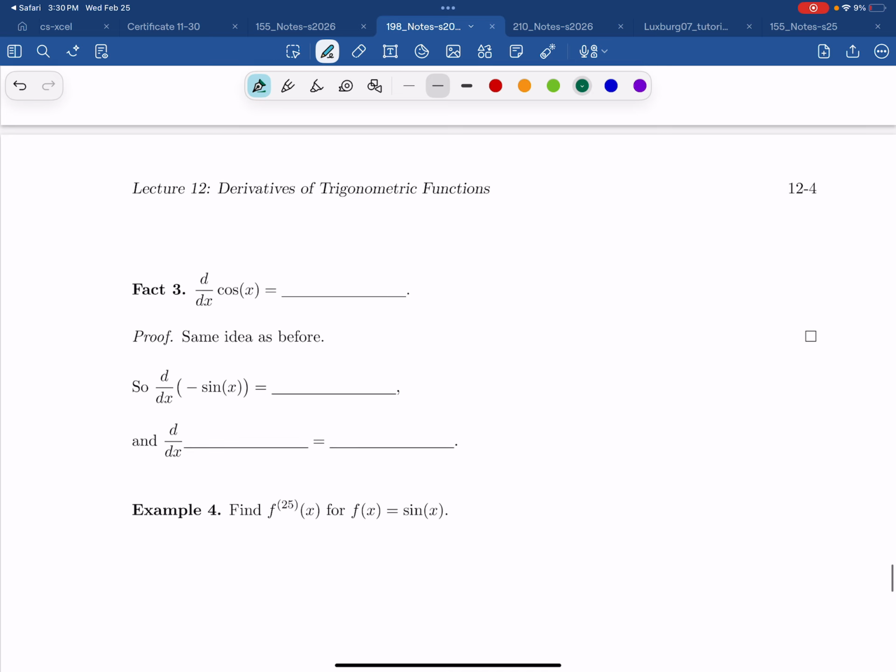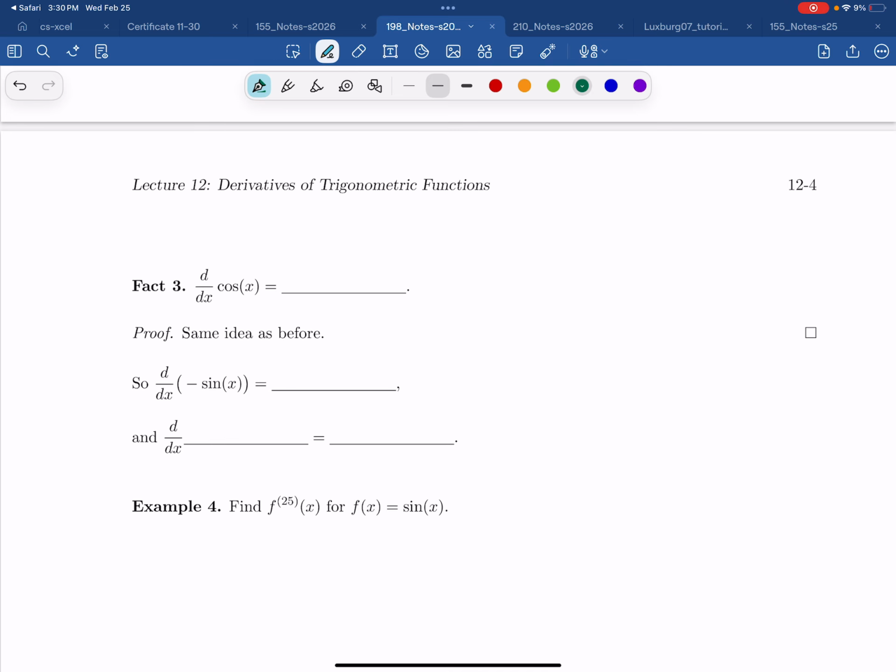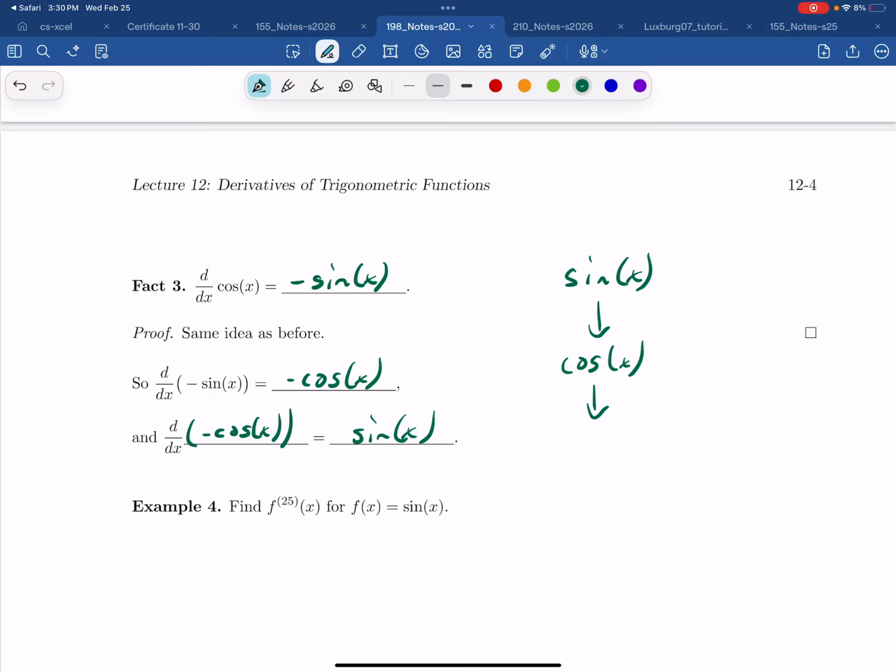Now, using a similar approach, we know that the derivative of cosine of x is negative sine of x. And so that would make the derivative of negative sine of x negative cosine of x, and the derivative of negative cosine of x equal to sine of x. So what this means is that when we take the derivative of our trig functions, we get kind of a cycle, if you will.